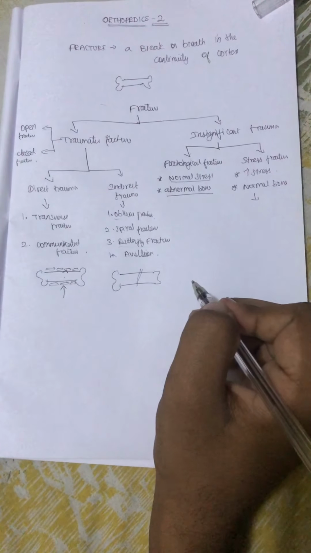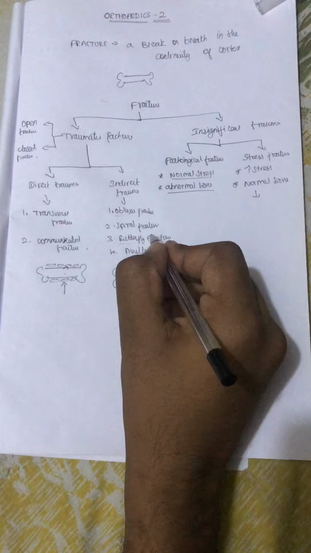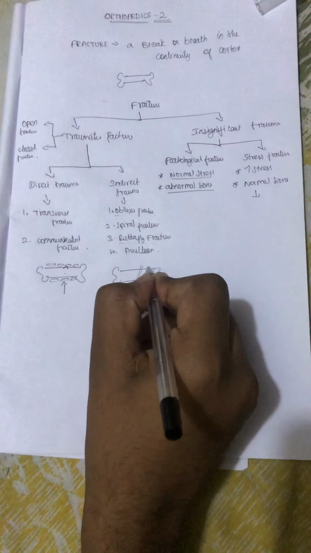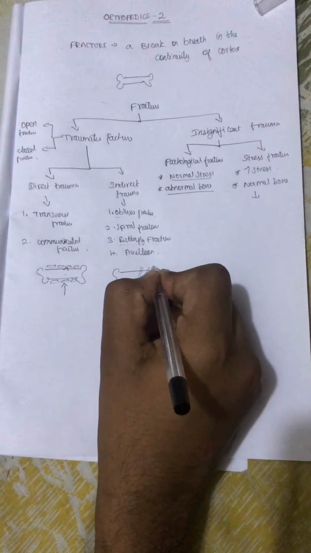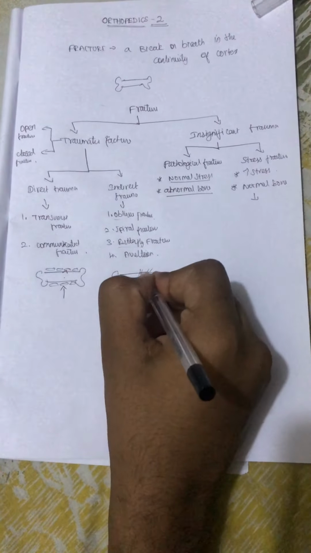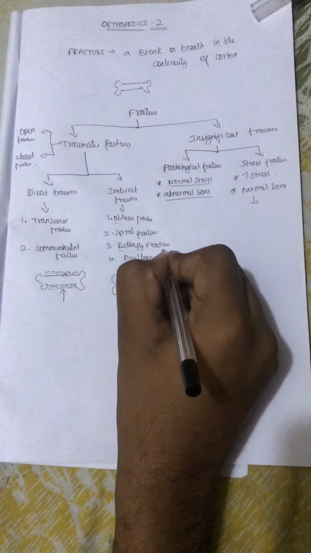What is butterfly fracture? Butterfly fracture is the same oblique fracture line in which two lines overlap with one another, so two oblique fractures occur, which leads to a triangular or wedge-shaped fracture, which they demonstrate as butterfly fracture.